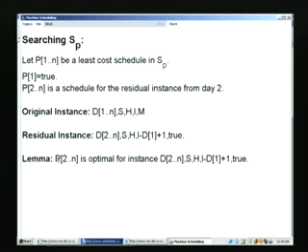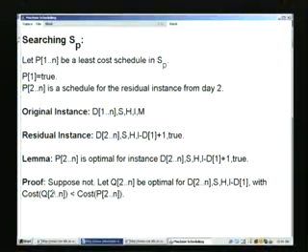Here is the key lemma. This lemma says that not only does it satisfy this residual instance, but in fact, it has to be an optimal schedule for this instance, or in other words, a least cost schedule for this instance. The argument for this is actually fairly straightforward, and it is the typical argument in dynamic programming. We will do the argument by contradiction.